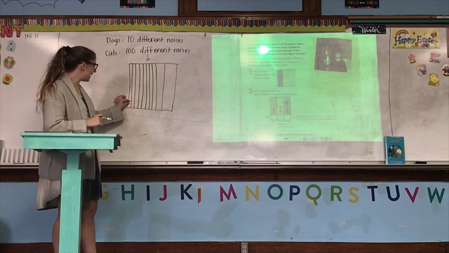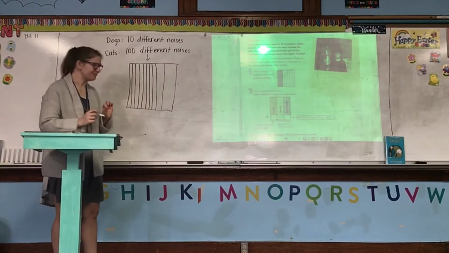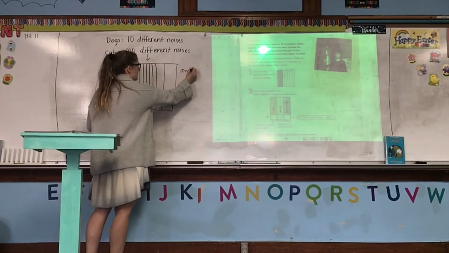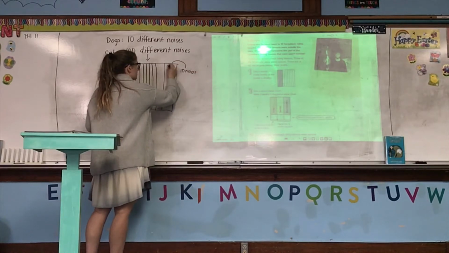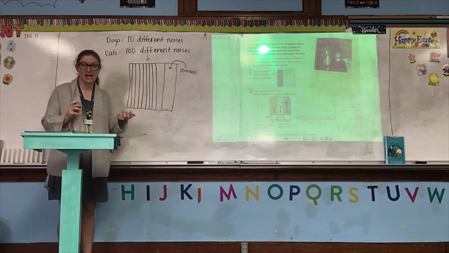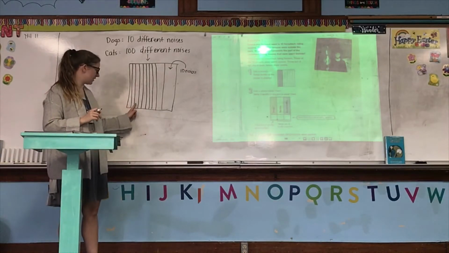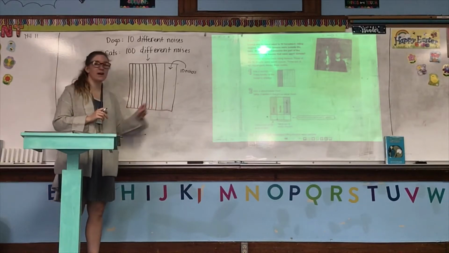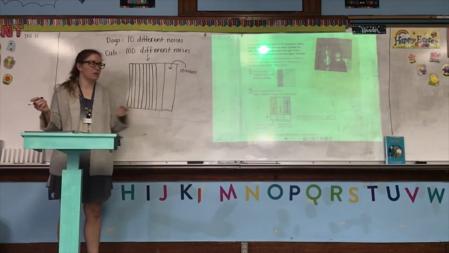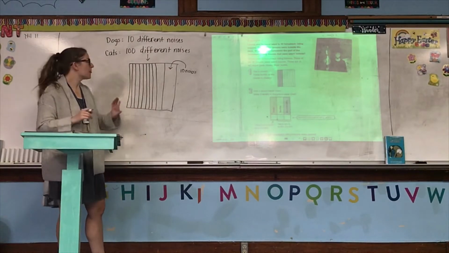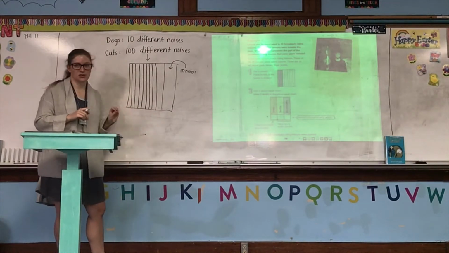So that means each of these pieces is the same as 10 noises. Because if I take 10 and I repeat it 10 times, 10, 20, 30, 40, 50, 60, 70, 80, 90, 100, I have 100 noises. So each of these little pieces represents 10 noises. Altogether, it is 100 noises.